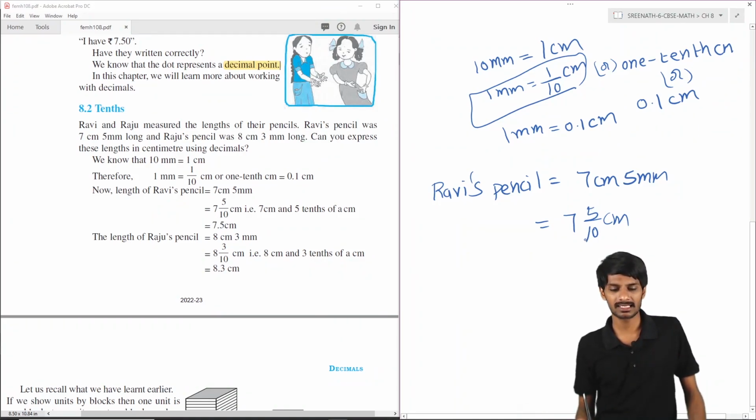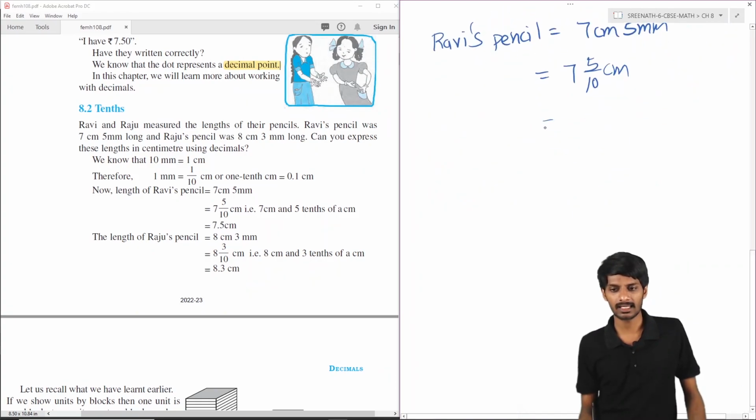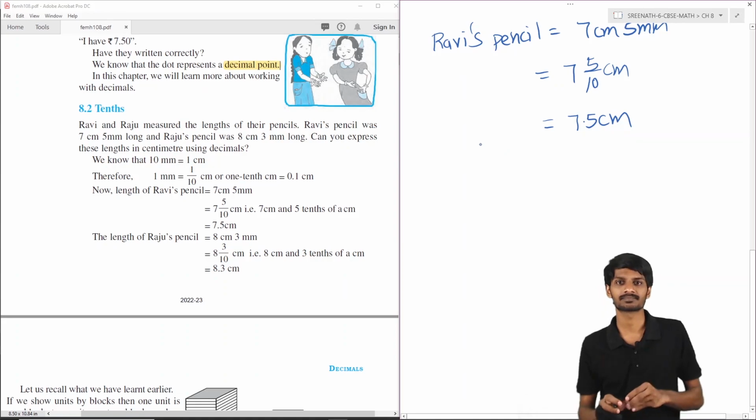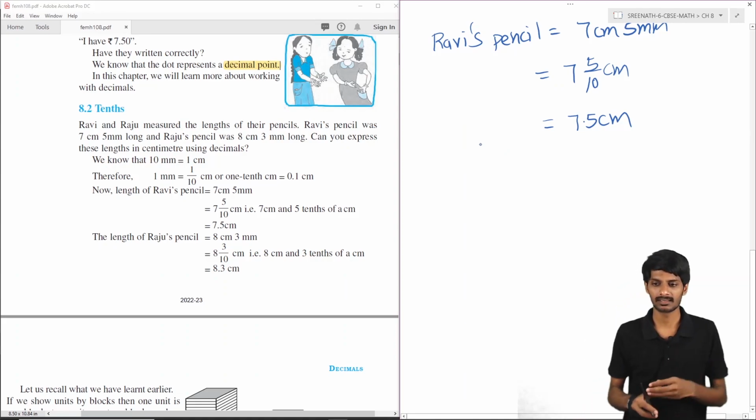7 into 5 by 10 centimeters. So I will write that as, 5 by 10 means that is 0.5. So finally we can write it as 7.5 centimeters. Okay, students, that is the case.